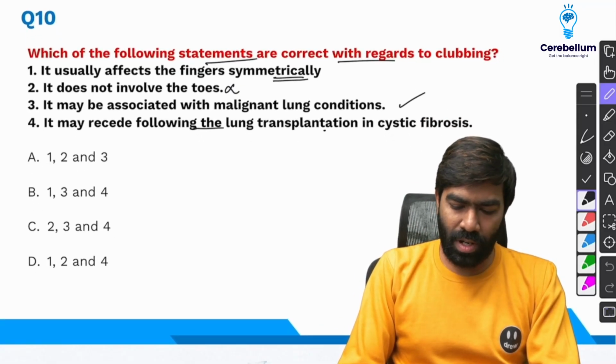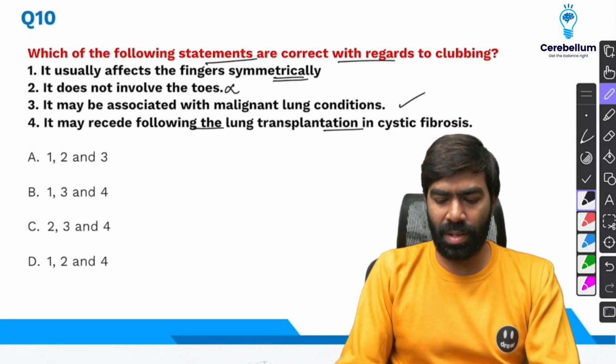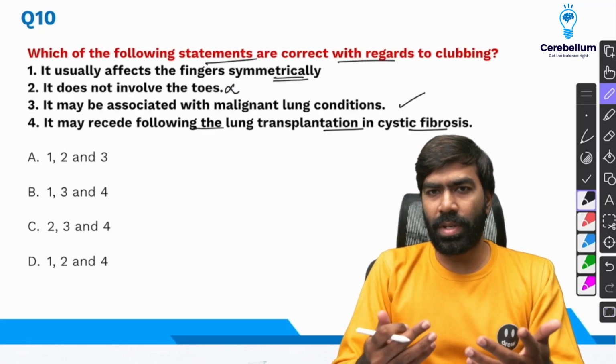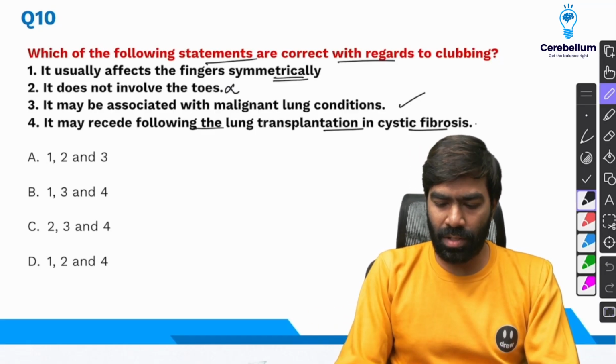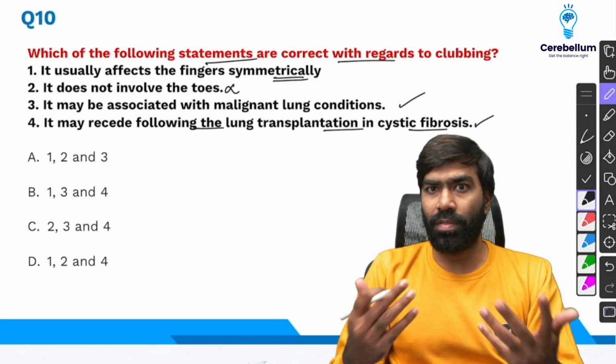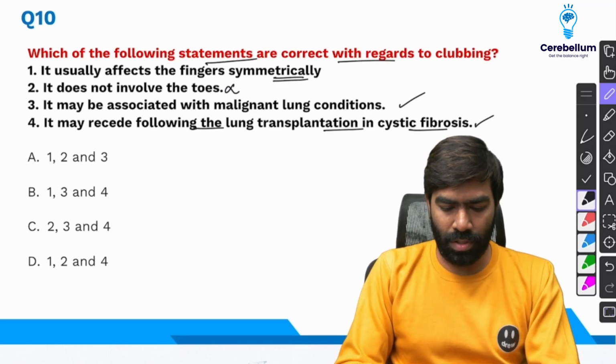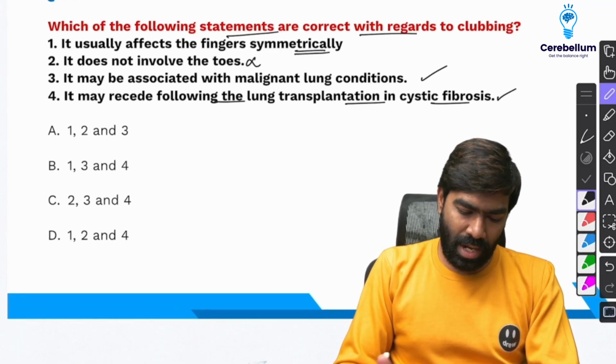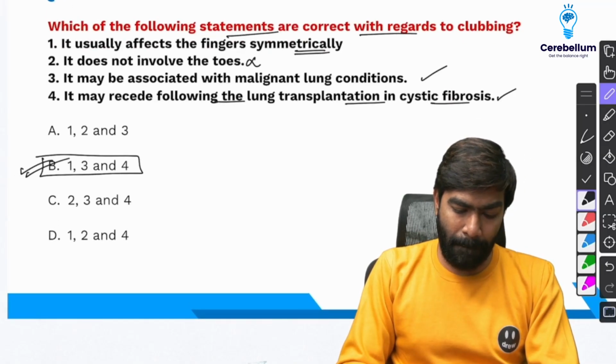It may recede following treatment of certain conditions. For example, if you do lung transplantation in patients with cystic fibrosis, clubbing may recede. So it's basically kind of reversible once you reverse the underlying cause. So 1, 3 and 4 is correct. So right answer for this question is going to be option B.